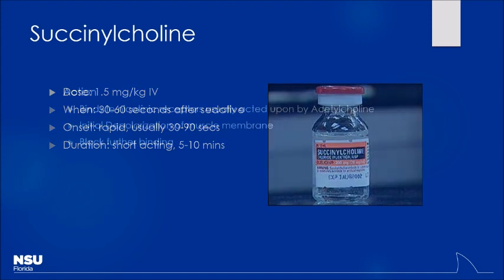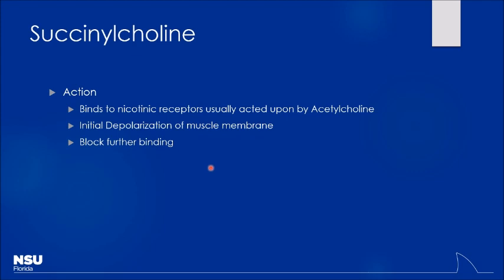Right. So, as I mentioned, it's going to bind to those nicotinic receptors. It'll desensitize them. It'll keep the cell in the refractory period, and that's what leads initially to fasciculations, but then finally to the flaccid paralytic state.